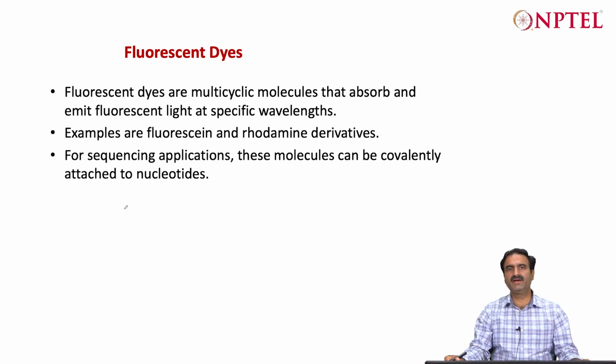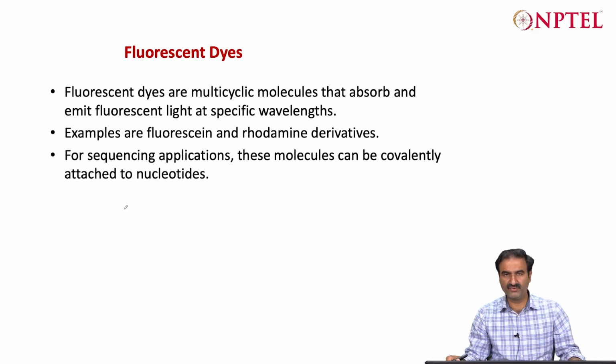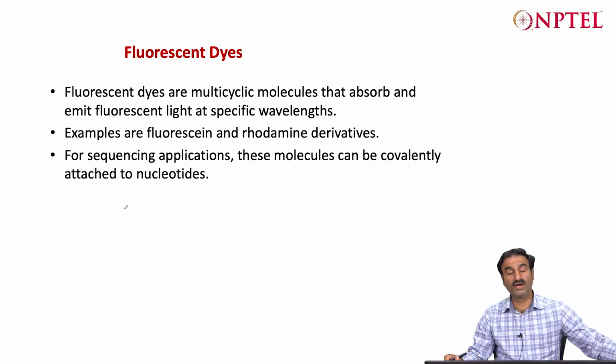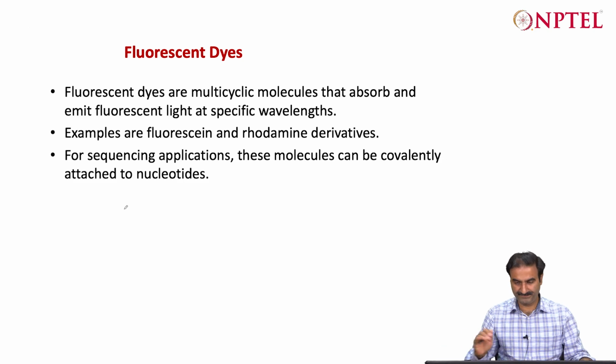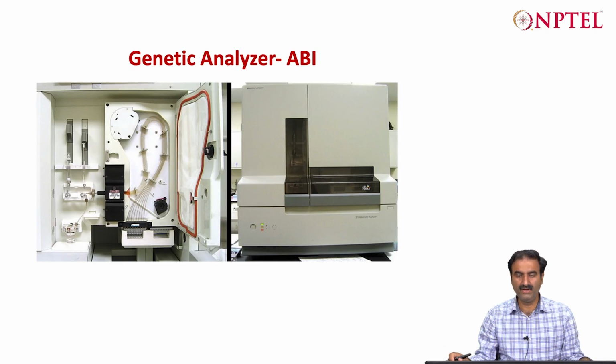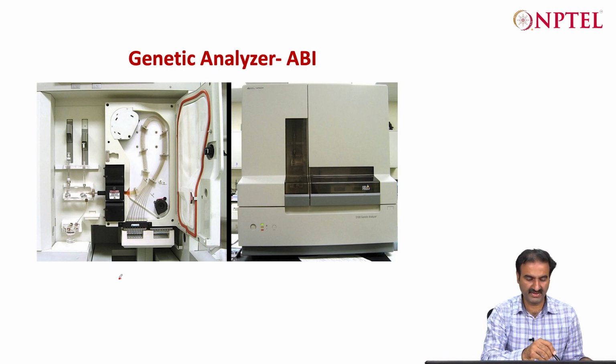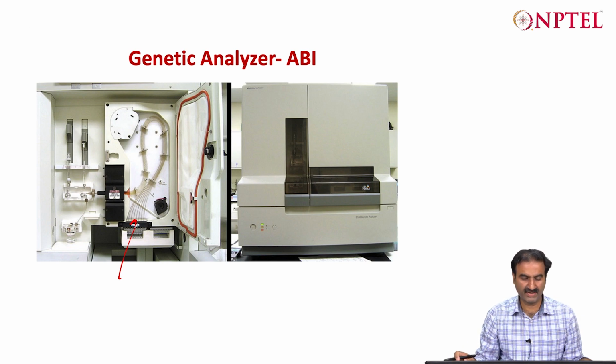As I mentioned, 2 types of fluorescent dyes are used, fluorescein and rhodamine derivatives, which are attached to the dideoxynucleotides. This is a typical sequencer, a genetic analyzer by ABI, which is a company. You can see the capillaries here, for capillary gel electrophoresis, and 8 capillaries are visible here, and I have just shown you that image inside the box, right?